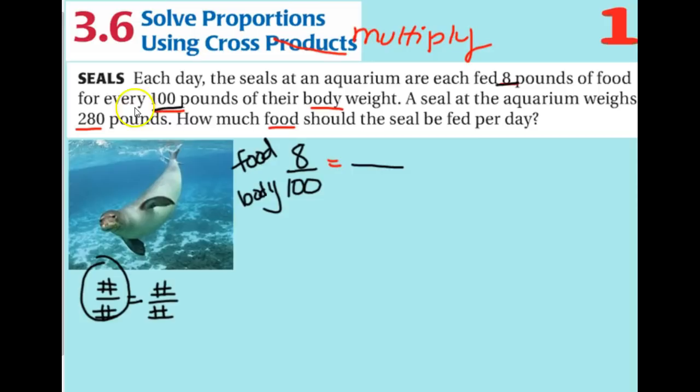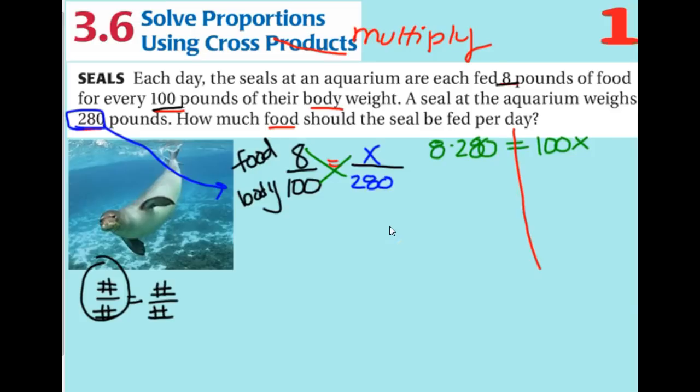Well, they only gave us one piece of information. It says the seal at the aquarium weighs 280 pounds. Well, that 280 pounds is its body weight, so the 280 has to go on the bottom. We need to figure out how much food we should feed that seal. So we're going to solve this using cross multiplication. So I'm going to multiply 8 times 280 and set it equal to my other cross, which is 100 times x, or just 100x.